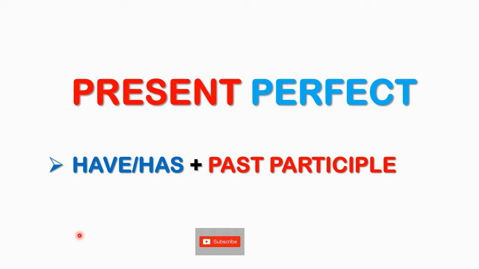So let's continue. So we have have, has, and the past participle. That is our rule number 1. Don't forget this. Don't forget this rule. Let's continue.